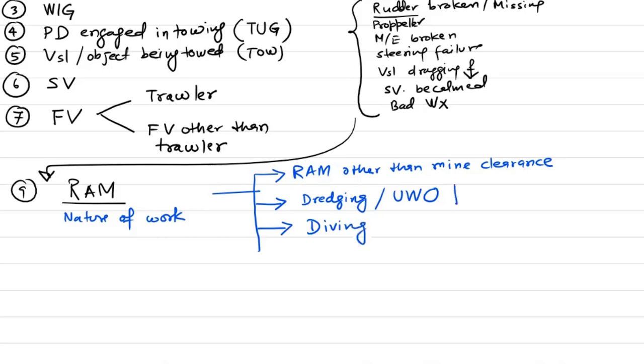So in short, you can call this a dredger, and this a vessel engaged in diving operation. And then a towing vessel, which is also RAM. These are four categories which are given in Colreg, right. All right, now we'll move to the next cadet.